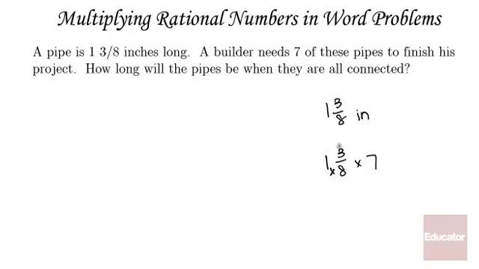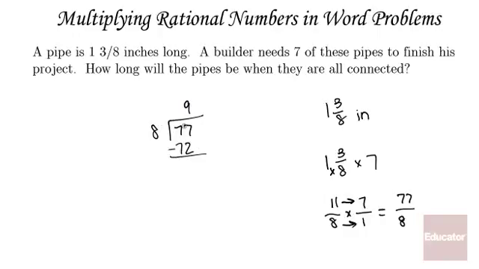1 times 8 is 8, plus 3 is 11 over 8. I've changed it into an improper fraction. And I'm also going to change the 7 into an improper fraction by putting it over a 1. Now I can multiply straight across the numerators and the denominators. 11 times 7 is 77, and 8 times 1 is 8. And lastly, I'm going to change the improper fraction into a mixed number so that I could see how many inches of pipe the total pipes are going to be. 8 will go into 77 about 9 times, leaving me with 5. So the total distance these pipes will be is 9 5/8 inches.